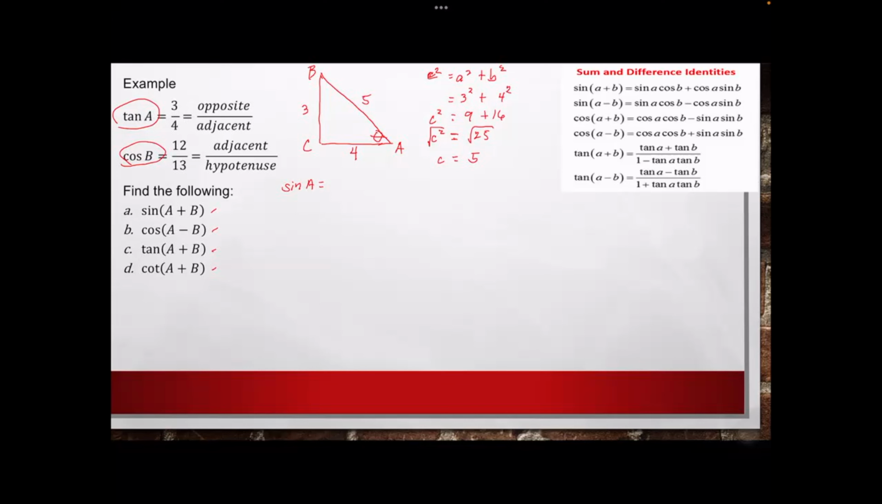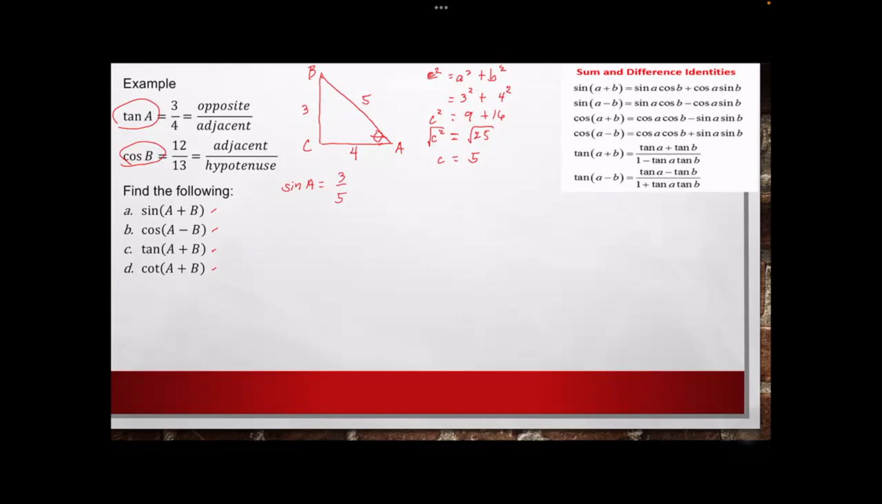Borromeo, what is sin A? Opposite over hypotenuse. What is the value? Three over 5 po. So this will be 3 over 5.